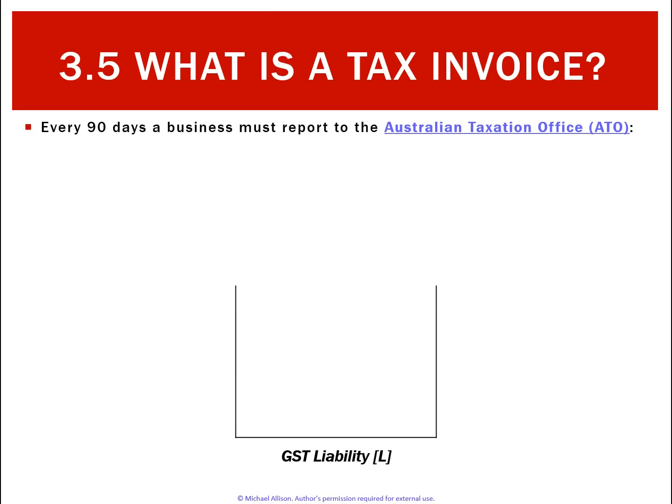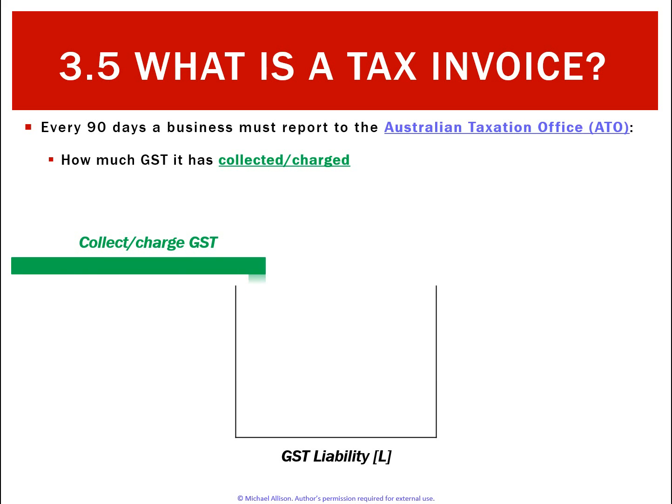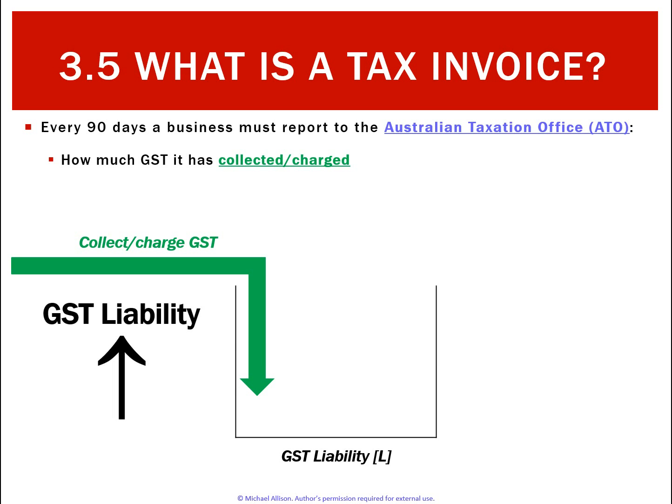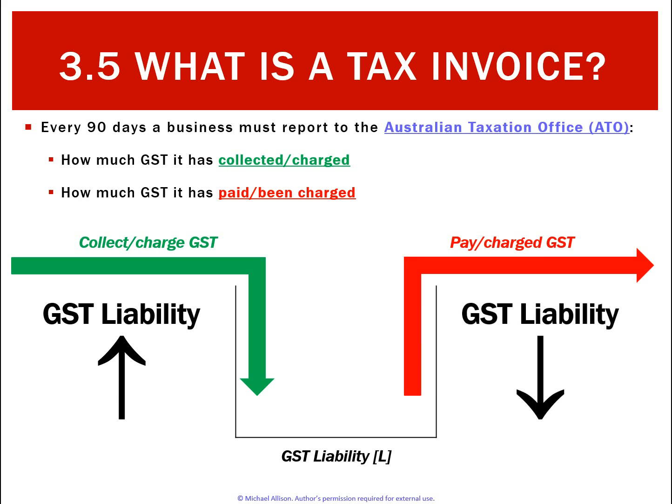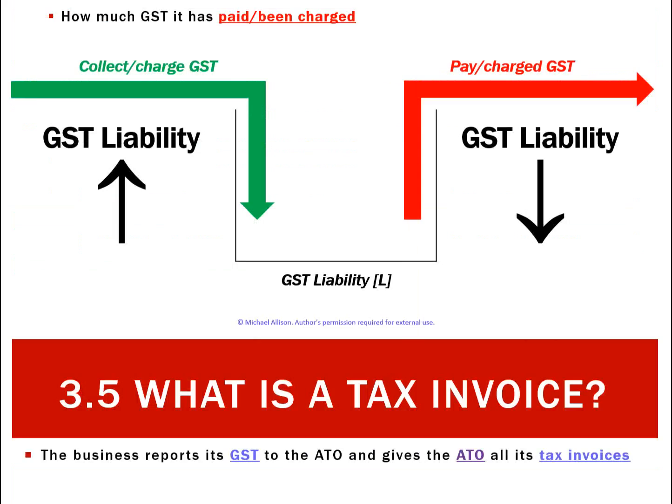So looking at GST for a second, going back to Chapter 2, remember that every time the business collects or charges GST, that goes into our liability and makes that liability increase. But the business gets to offset that by claiming all the GST that we've been paid or been charged, and that will reduce our GST liability.